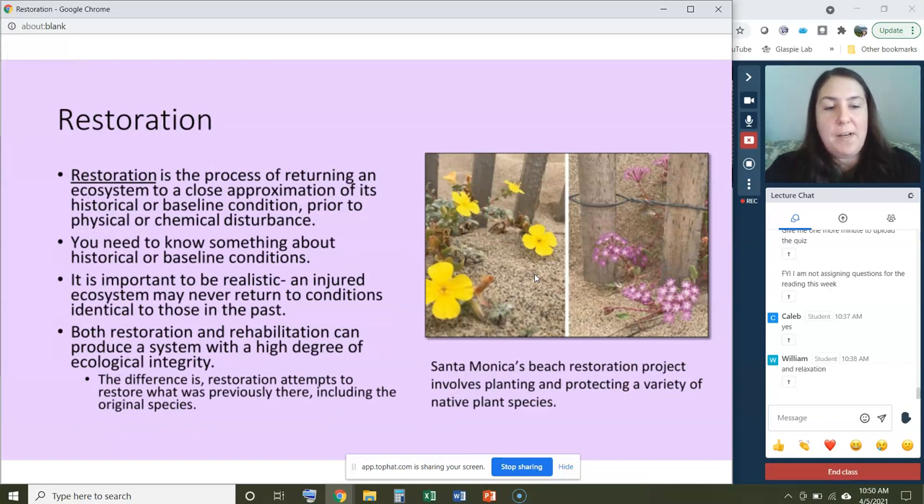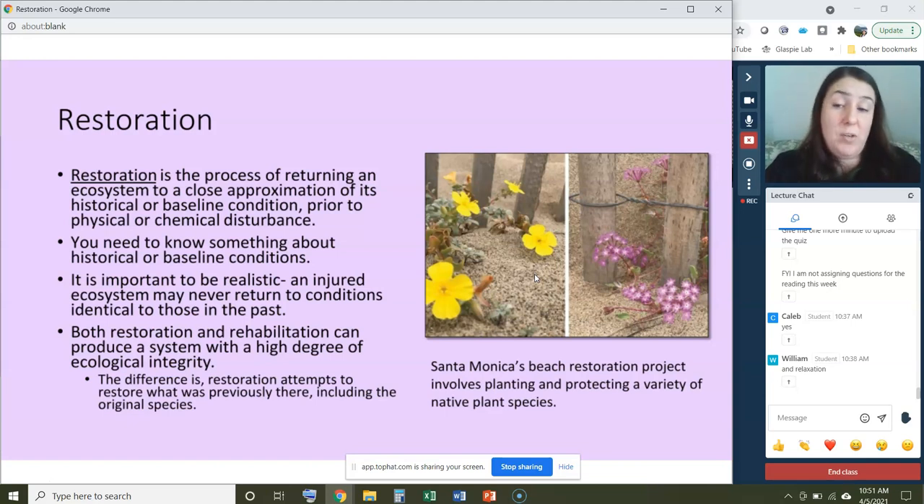And finally, we have restoration. So restoration is the process of returning an ecosystem to what it previously was. So you're going to return it to some sort of historical or baseline condition prior to the disturbances that you know of. That means that you need to know something about its historical or baseline condition, which sometimes is pretty hard because disturbance in many systems happened, even in some cases in pre-European colonial times. So these are times that we don't really have a great approximation of what the system looked like. We don't really know. So we have to do our best.